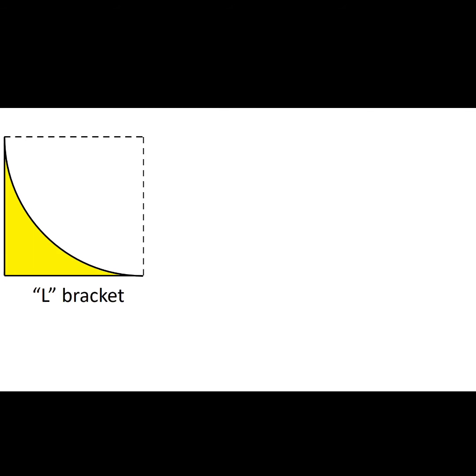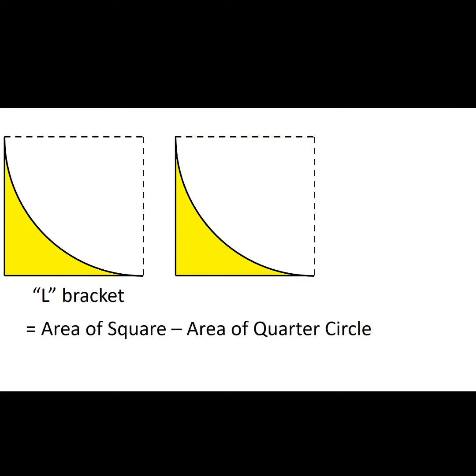Finding the area of the L bracket is like taking a piece of square paper and then cutting a quarter circle from it. So this is the same as taking the area of the square, take away the area of the quarter circle. Now we can see that the side of the square is actually the radius of the quarter circle.